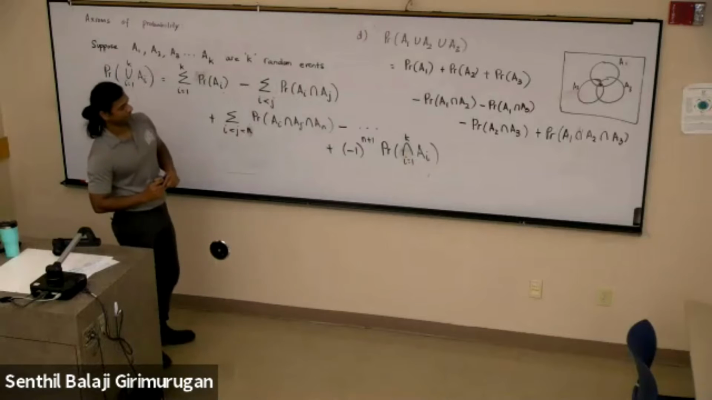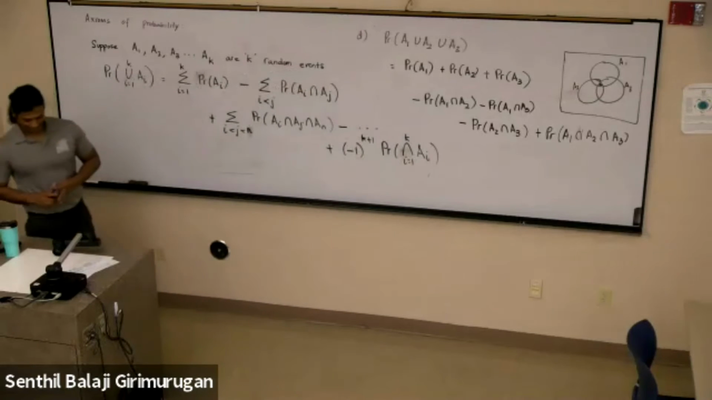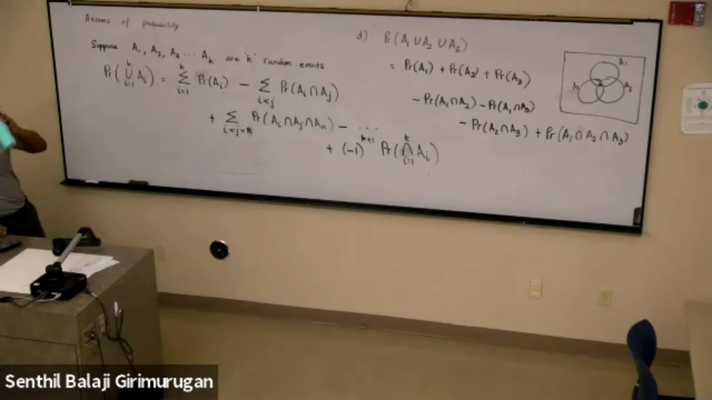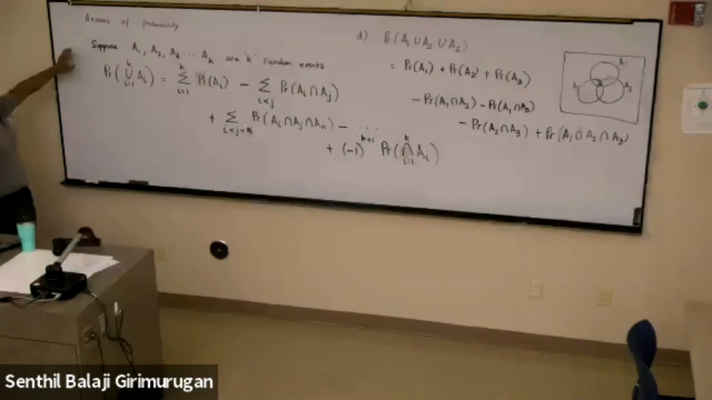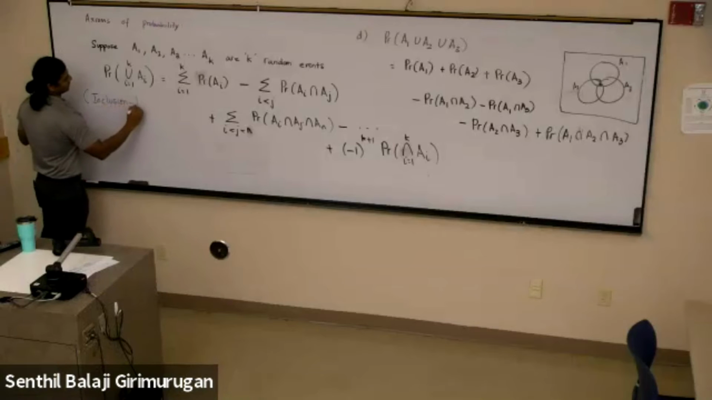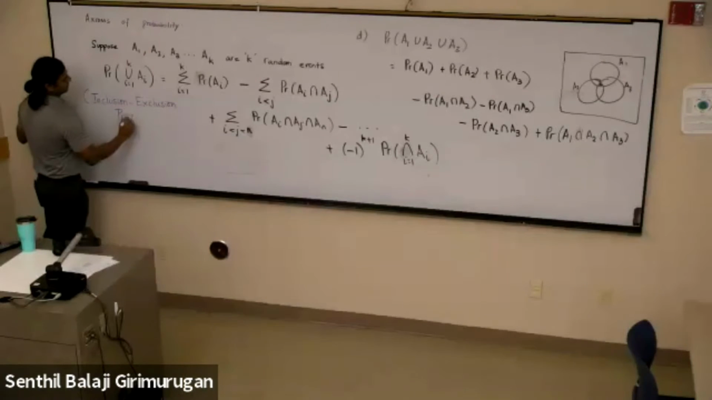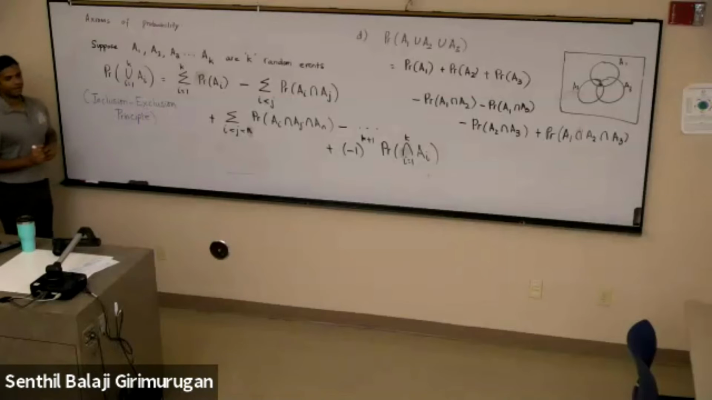A question. Should it be minus 1 to the k plus 1 now? Okay. Good. Of course, as I mentioned, if you have more than 3 events, things typically get very complicated. There are probability theory people who focus on things like this, but this has a name. It is called the inclusion-exclusion principle.